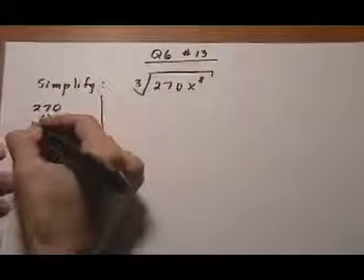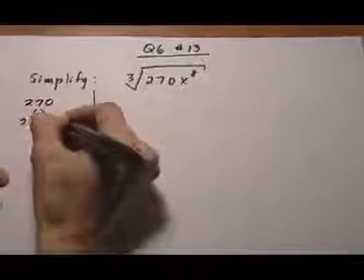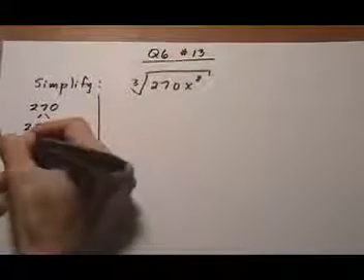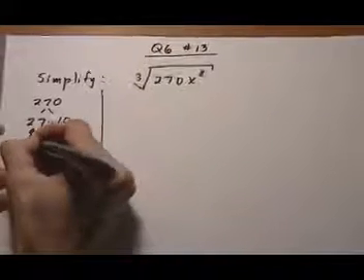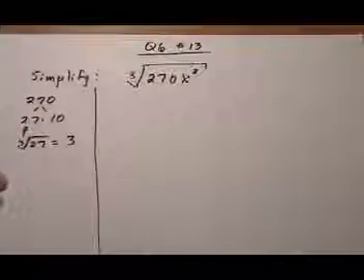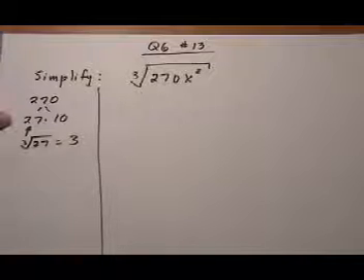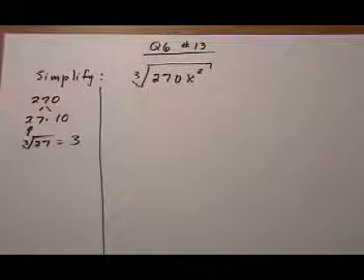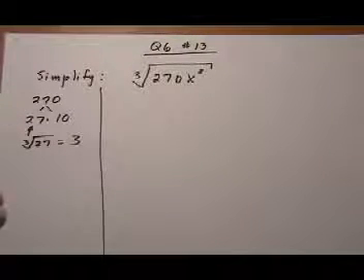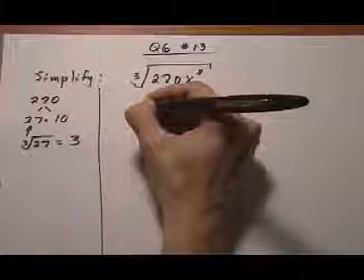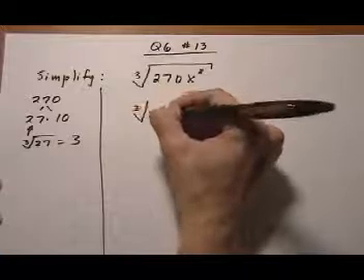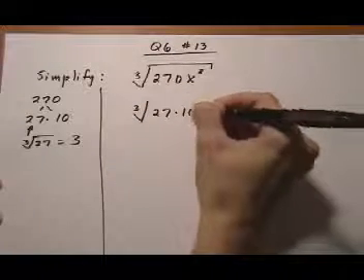Now, 270 factors down nicely into 27 times 10. Well, that works out well because 27 is a perfect cube. Cube root of 27 is 3. Now, if that one didn't work out on the first factoring, I would just try other factorings of 270 and see what I could get to work out. So 270, I'm going to rewrite it as 27 times 10.